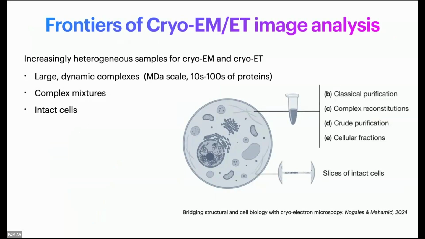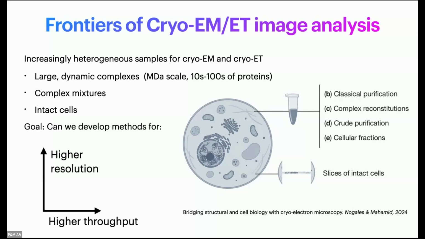But can we also, or this is a question, right? Can we also reconstruct complex mixtures that might have many different binders? Can we look at intact cells with the technology of in situ cryo-ET? And so one of the main motivations of our group is, can we develop methods? And I like to organize two orthogonal directions: methods for achieving higher throughput and methods for revealing structures at higher resolution, ideally atomic resolution.